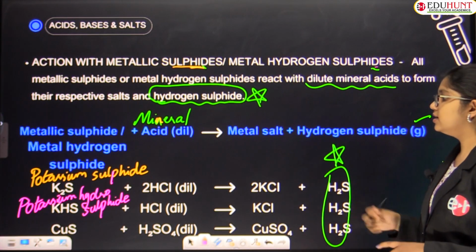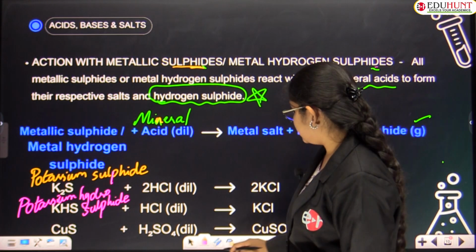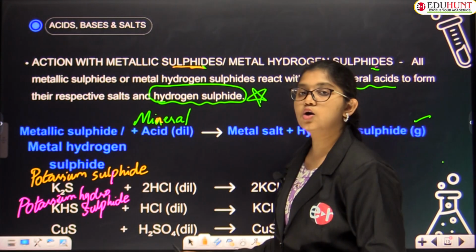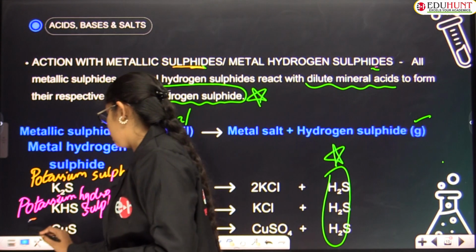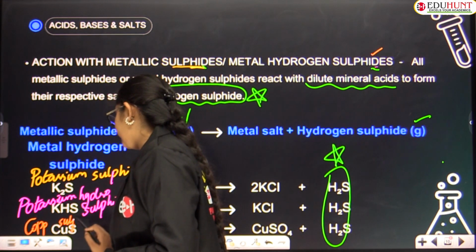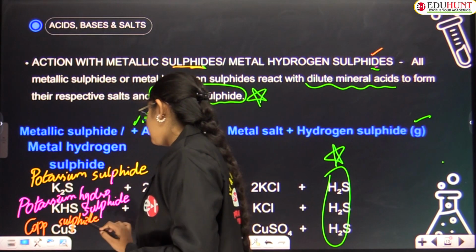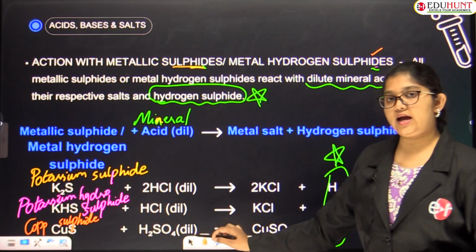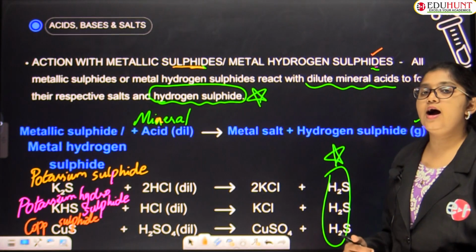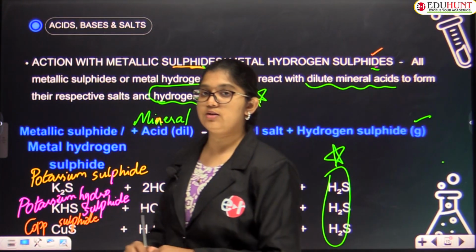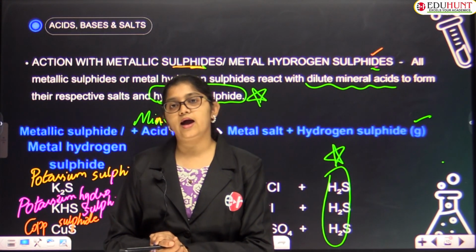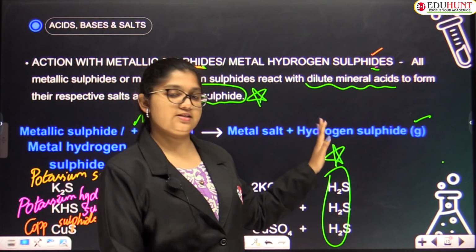Now, third example. What is the third example, children? CuS. What is CuS? Copper sulfide. Very good. Copper sulfide reacts with dilute sulfuric acid and gives rise to copper sulfate and hydrogen sulfide. This is all about the action with metallic sulfides or action with metal hydrogen sulfides.